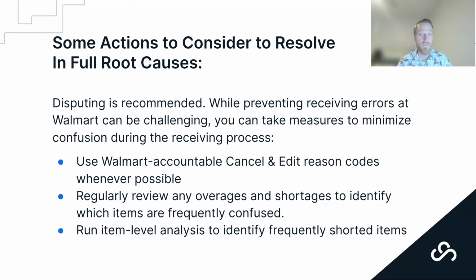And then in other key points, again, always use Walmart accountable cancel and edit reason codes whenever you can justify it. You still want to understand if items are being mixed up. You may want to look at your packaging to help avoid those manual receiving errors. And then again, if you're short shipping, it's helpful to understand which items are typically being short shipped and even which items are causing you the most in full charges, because then you can really assign a dollar figure to the problem. And that may be at a specific SKU level or item level to see that problem. So it's helpful to break it down that way.